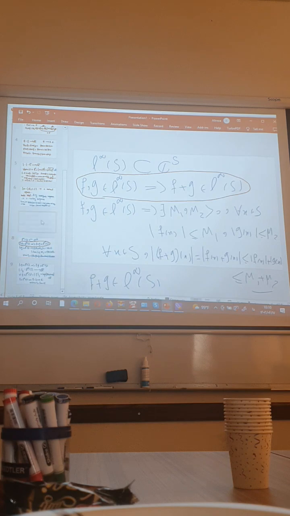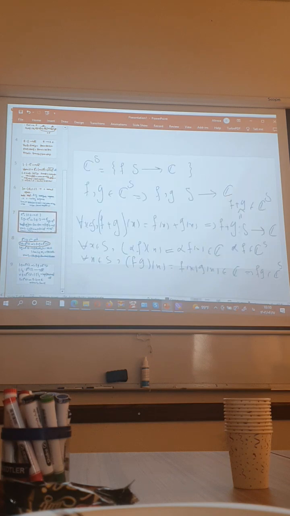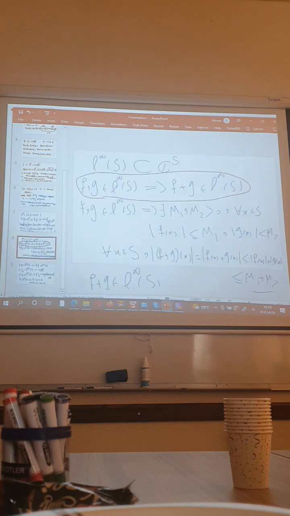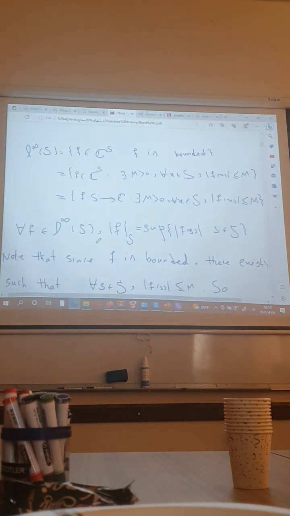This is the definition of L infinity. We write it this way: f belongs to L infinity if there exists an m such that for any x, absolute value of f of x is less than or equal to m, okay? So all of these elements are less than or equal to m.